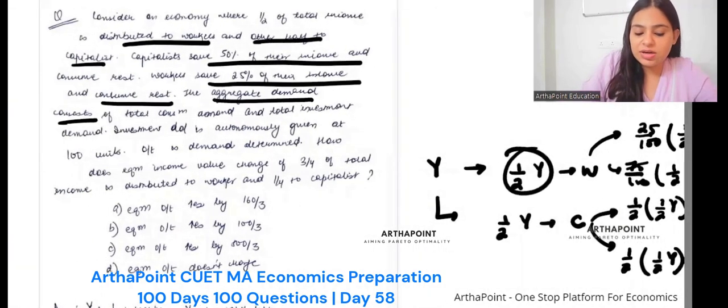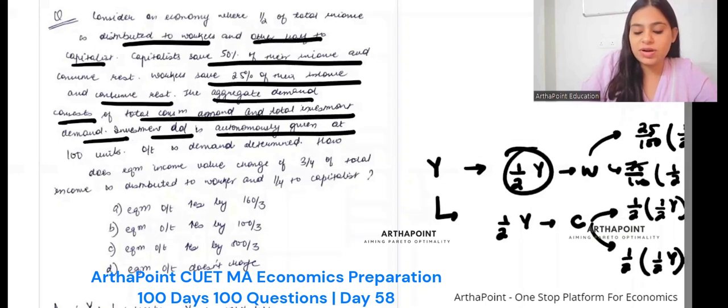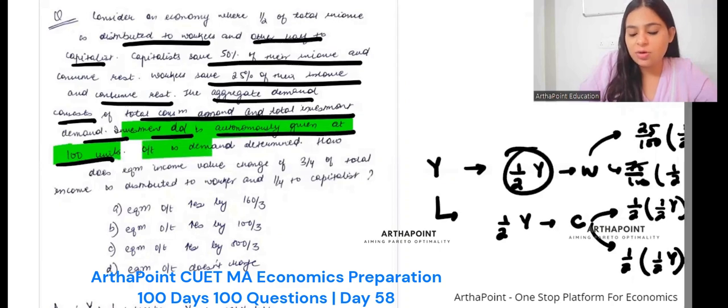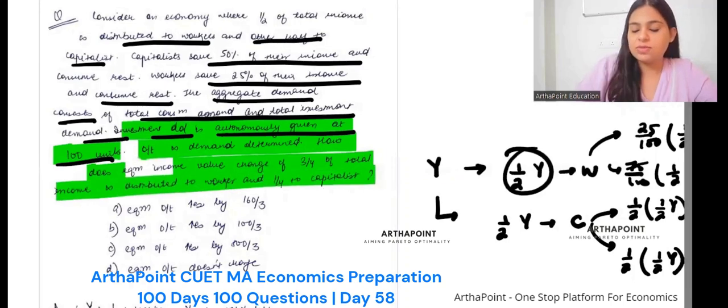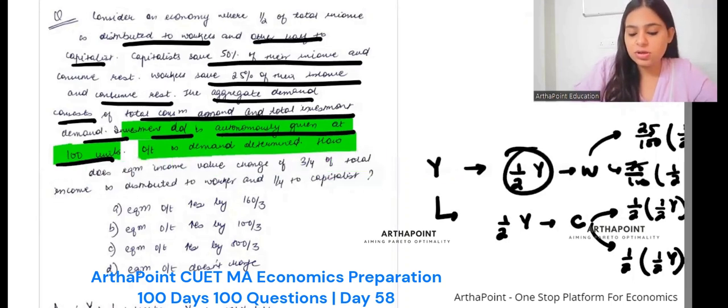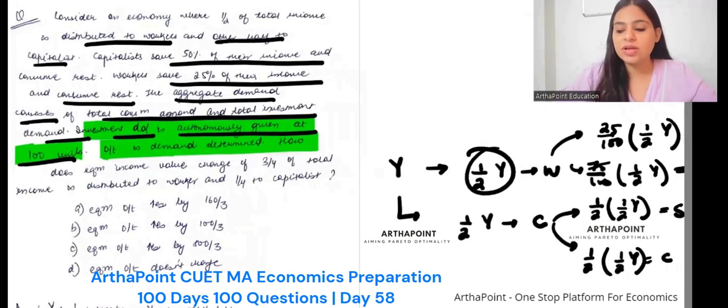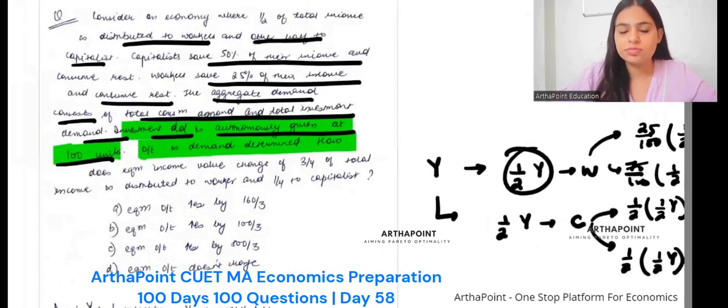The aggregate demand consists of total consumption and total investment. Investment demand is automatically given at 100 units. So I is given to you at 100. Output is demand determined. How does the equilibrium value change if 3/4 of the income? Leave that. First of all, take a moment and calculate the equilibrium level of income. Just do that.